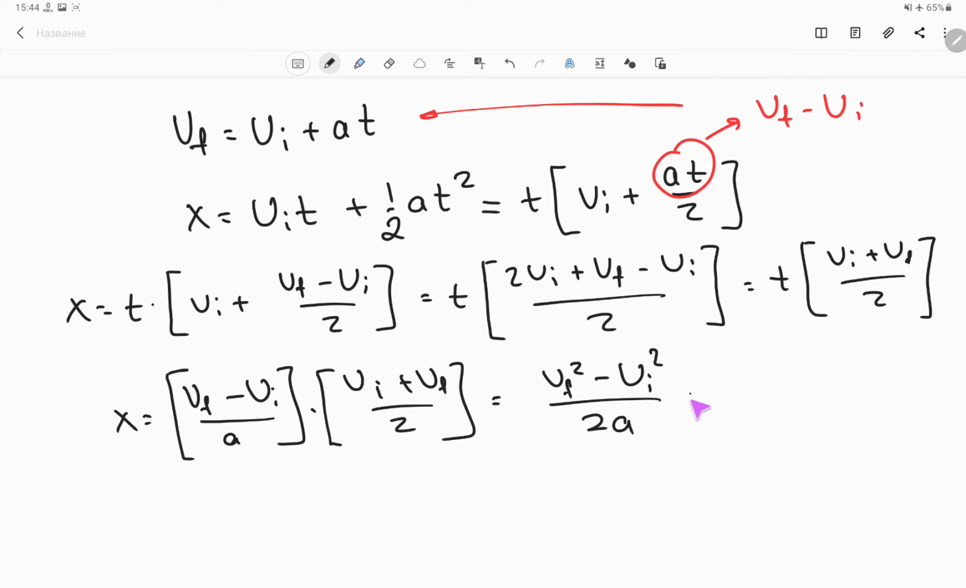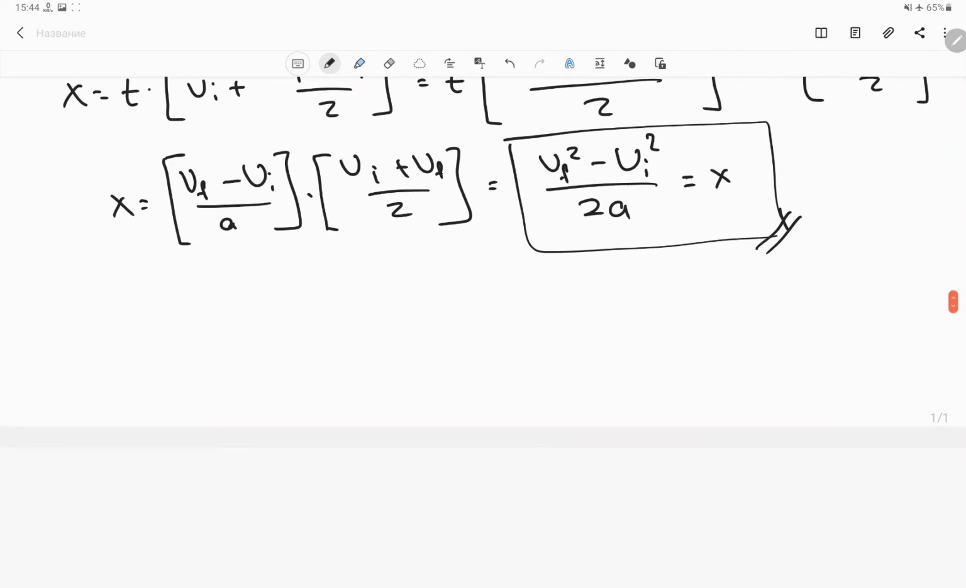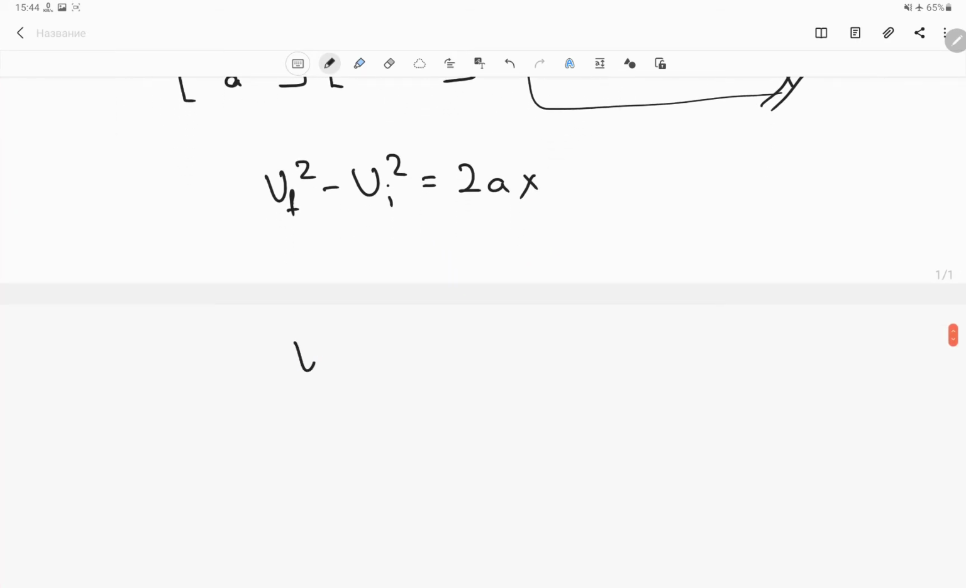So this is equal to x. If we pay attention to this part, let's take 2a to the right side. So we'll come up with this kind of equation: V final squared minus V initial squared equals 2ax. Or to make it simple, let's write it this way: final velocity squared equals initial velocity squared plus 2ax. This will be our third equation.